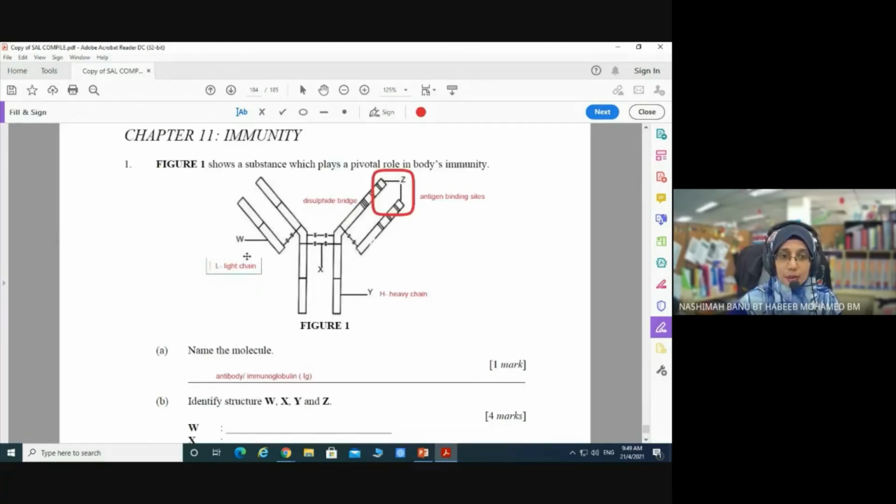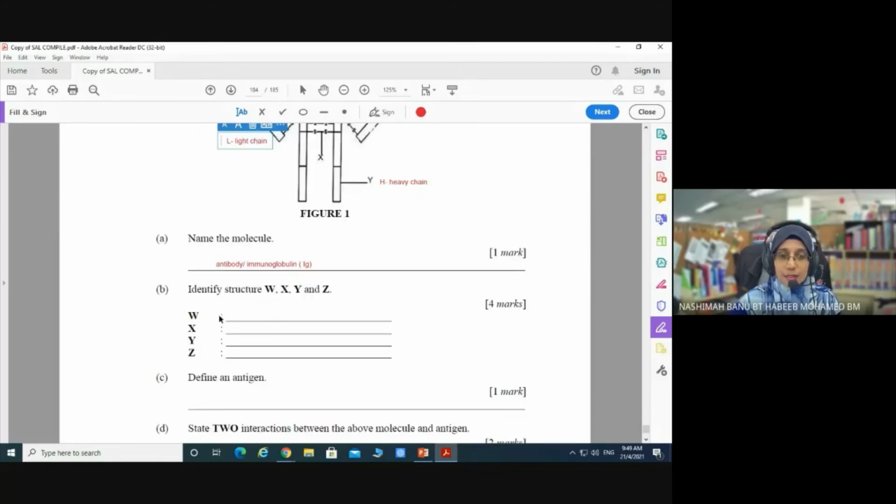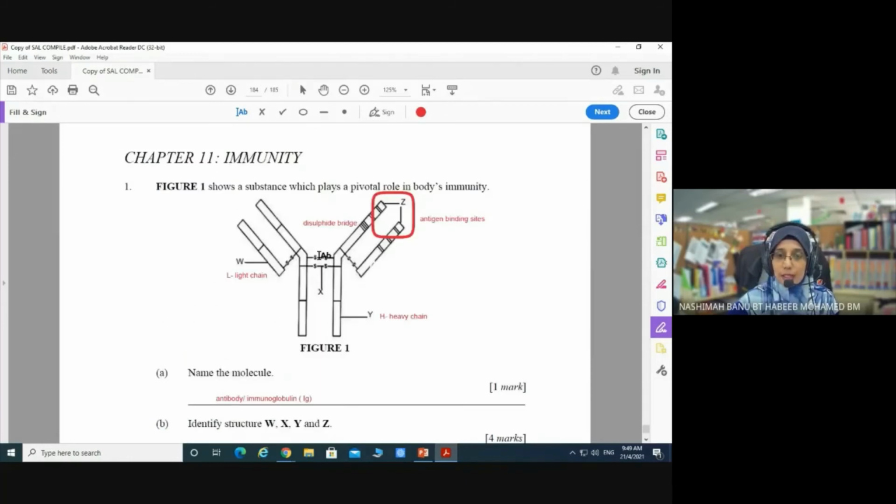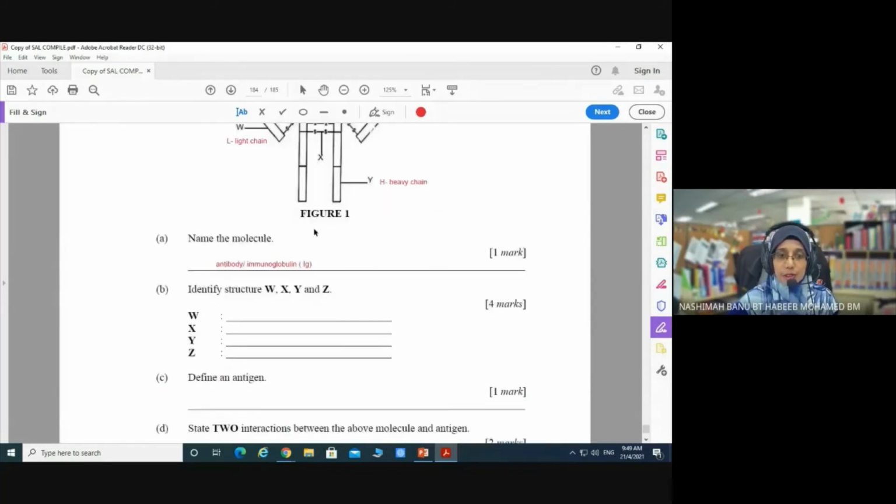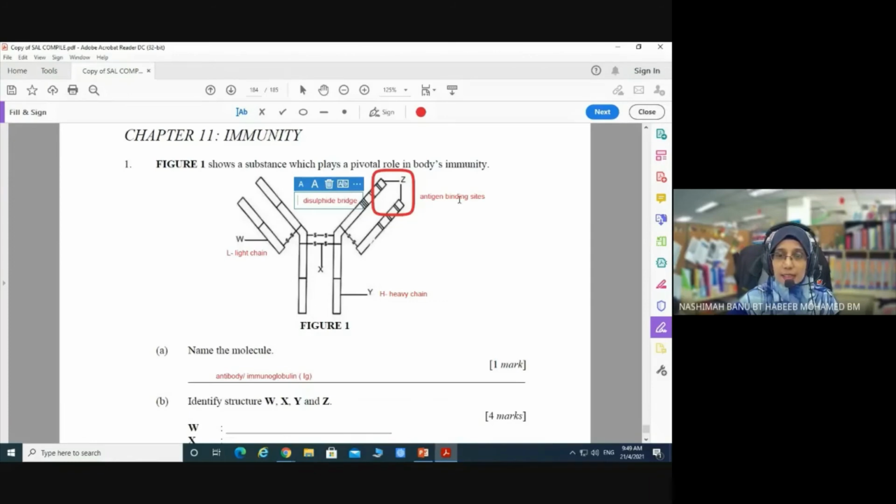Okay, so this one is the light chain. Alright, so X, where is your X? This one is a disulfide bridge. Y, can you see? It looks like an H, so this is the heavy chain. And Z, this is the antigen binding site. So the antigen will be compared with it based on the epitope. One antigen can be represented by different active sites for the antibody to bind.